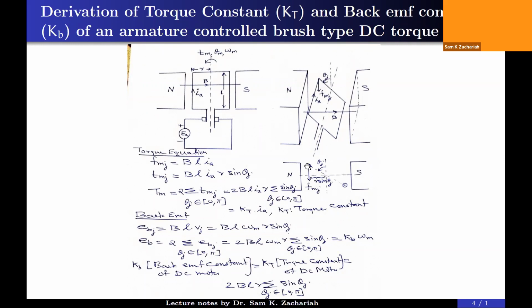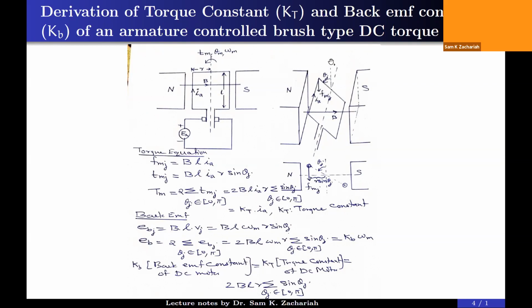Now the moment arm of this force with respect to the center is r sine theta j, where r is the radius of the rotor. So this distance here is r sine theta j. So the torque by FMJ about the axis of the rotor is B L IA into r sine theta j. Now, what is the total torque on the rotor? It is the sum of all the torques produced by these current carrying conductors.